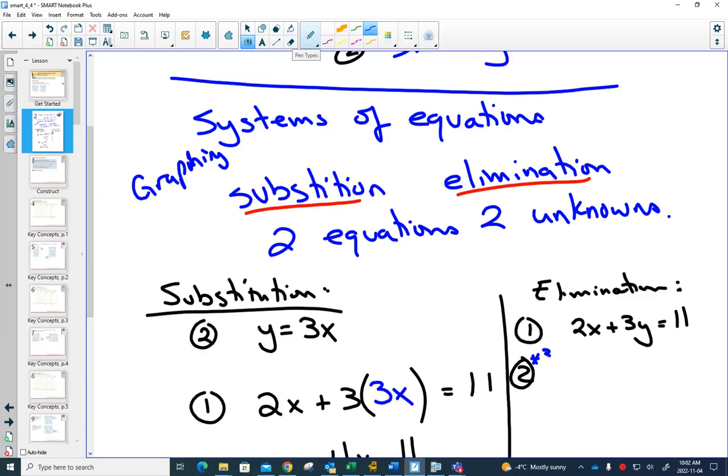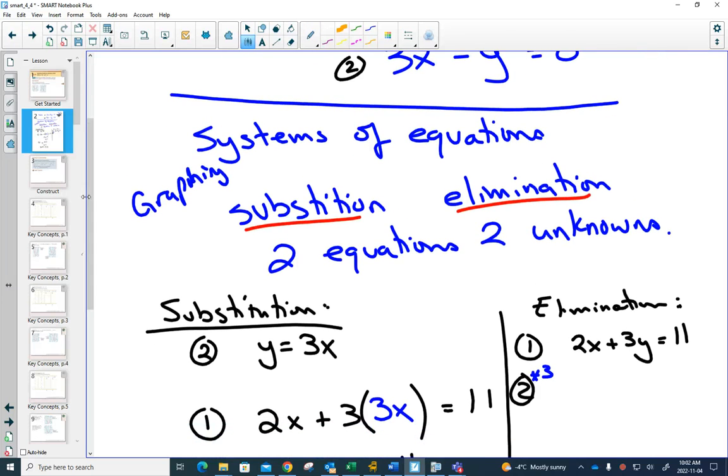I'm going to multiply it by 3. Because if I multiply equation number 2 by 3, I would get 9x minus 3y, and multiply 0 by 3 still would be 0. And you see here that I have in front of my y's the same coefficient, but one is positive, one is negative. What that allows us to do is add the equations together. 2x plus 9x, 11x. And then 3y and the minus 3y is going to be 0, and 11 plus 0 is 11. And we would get x equal to 1 that way as well.